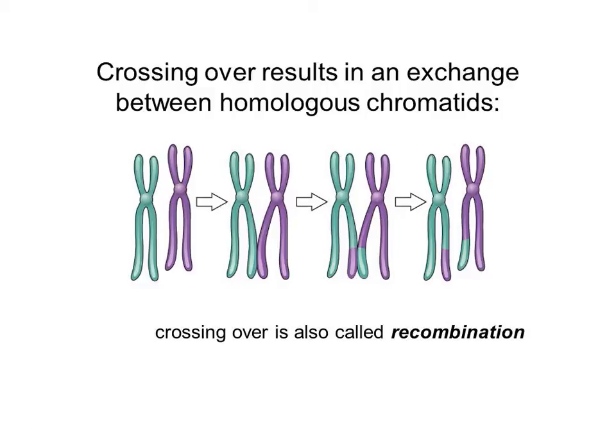Ultimately, crossing over results in exchange between homologous non-sister chromatids, and so ultimately you're going to see the switch here. And then once they're separated, they now have actually switched genetic material. This process of switching genetic material is called recombination.